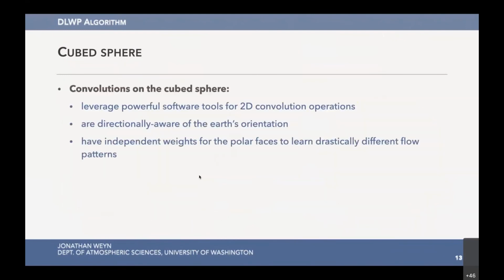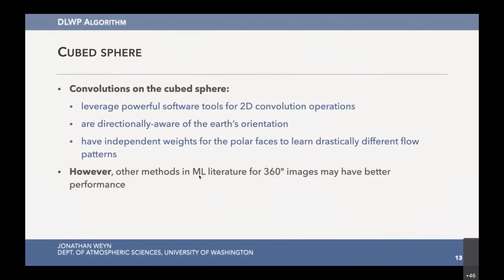So the advantages of the convolutions on the cube sphere is that we can use existing powerful software tools for 2D convolutions. Because they are all in a fixed location, they're aware of the Earth's orientation. And we also added the novel idea of using independent weights on the polar faces, since they have to deal with learning very drastically different flow patterns around the poles as opposed to along the equator. There are other proposed methods in machine learning literature for analysis of 360-degree images, but the cube sphere is a natural starting point and has also shown great success in being used as dynamical cores for global weather prediction models such as the FV3.